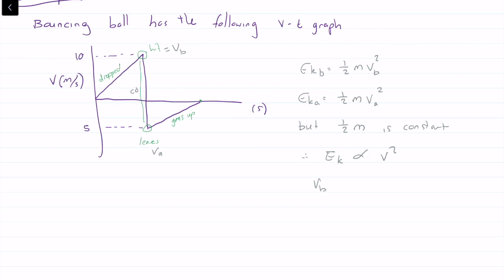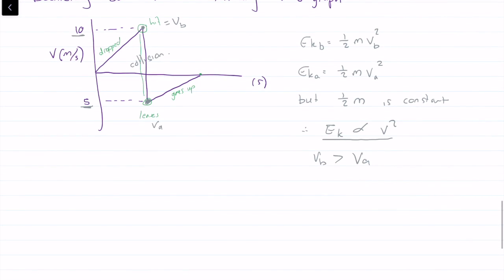This is where the collision takes place. So the velocity before the collision is this point right here, and the velocity after the collision is this point right here. And we can see that velocity before is 10, and the velocity after is 5, so VB is greater than VA. Okay, and we've already said that EK is proportional to V squared. Therefore, we can say that the kinetic energy before the collision is greater than the kinetic energy after the collision.